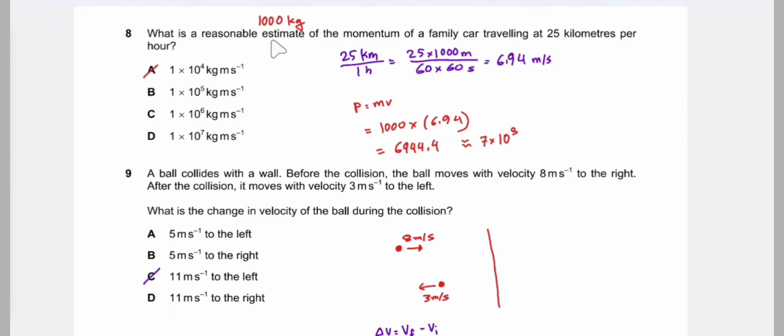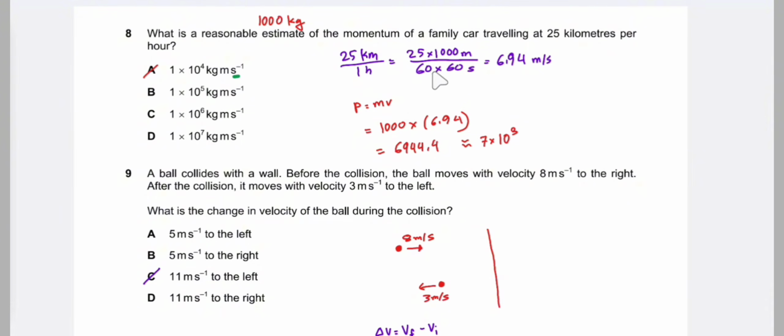8. What is a reasonable estimate of the momentum of a family car traveling at 25 kilometers per hour? So we need to find the momentum, and here the values are given in kilogram meter per second. So we need to convert kilometer per hour to meter per second. So 25 kilometer per hour is 25 into 1000 meter by hour. So we need to convert the hour to seconds, since the answers are all given in seconds.